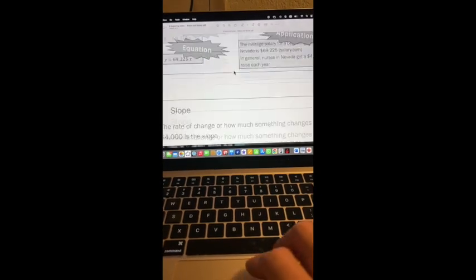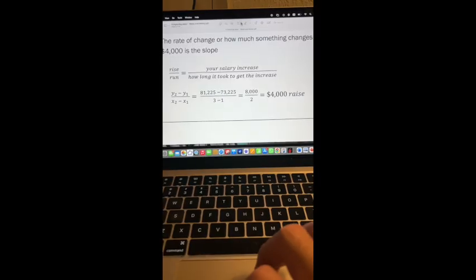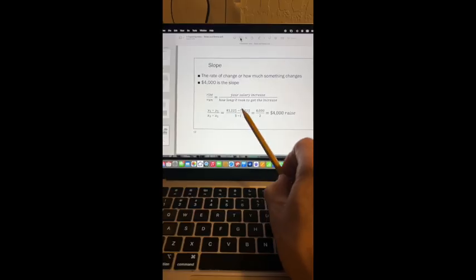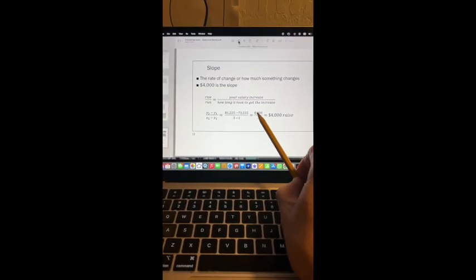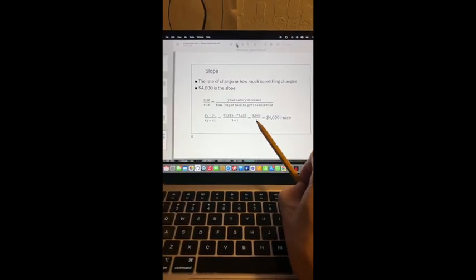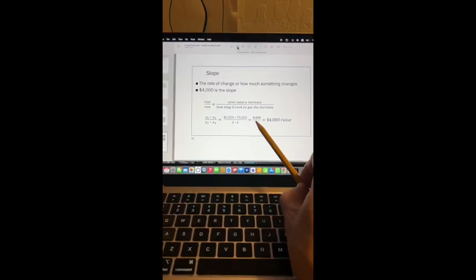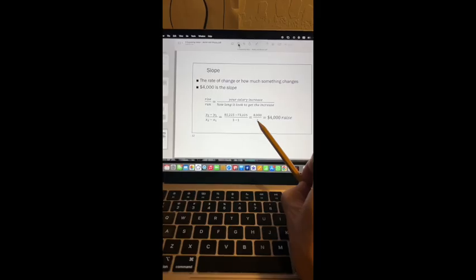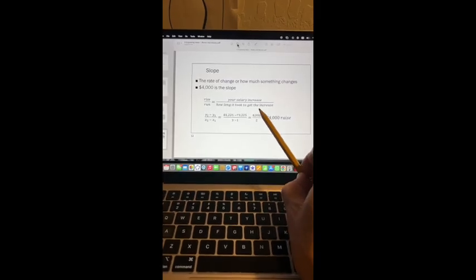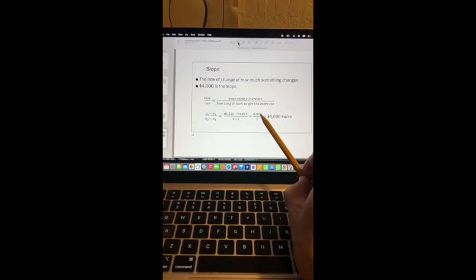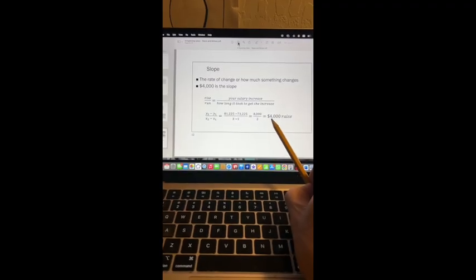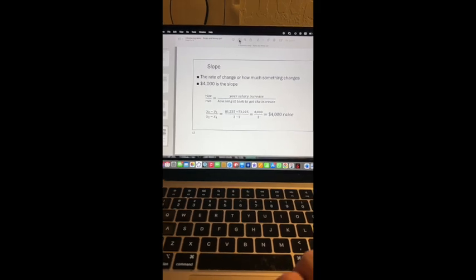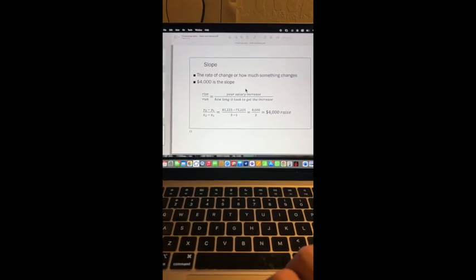Well, let's go down here to slope calculation. If I subtract these two, I get $8,000, and I subtract these, and I get 2. Now, this makes sense because in 2 years, this is years in our word problem, you get a $8,000 raise, or $4,000 raise per year. So hopefully that makes sense. And then I've got some other stuff down here. Nope, that's it.